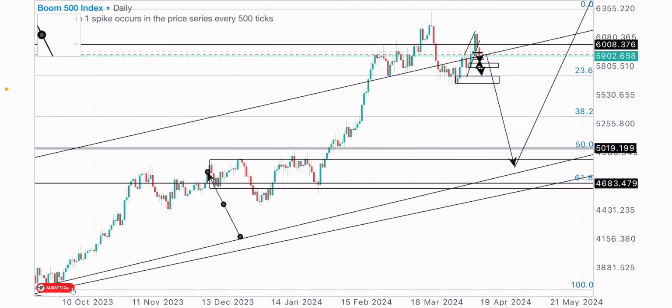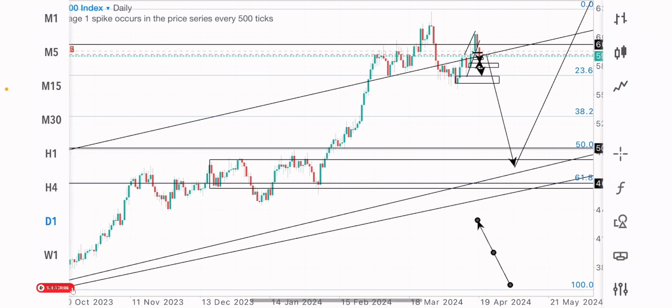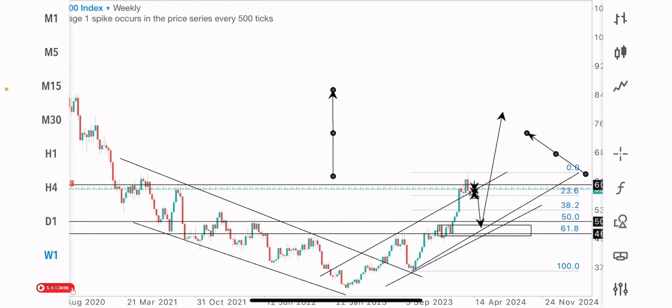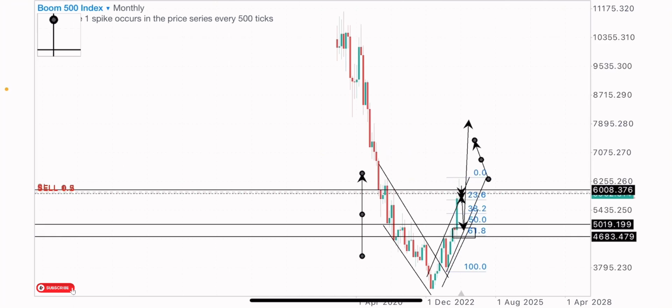I just expect price to sell to this zone for the buys. So that's my market analysis and view on this index. And if price can actually get to this point and give the buy from it, we could get long-term buys on this index, long-term bullish reversal.